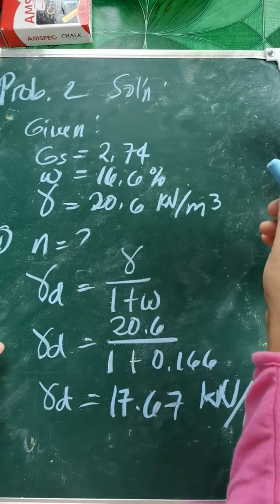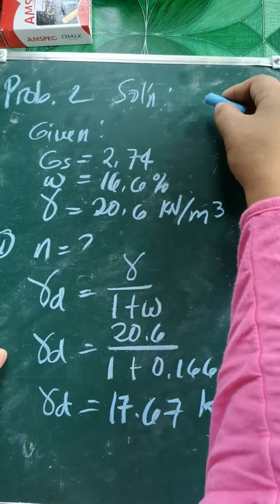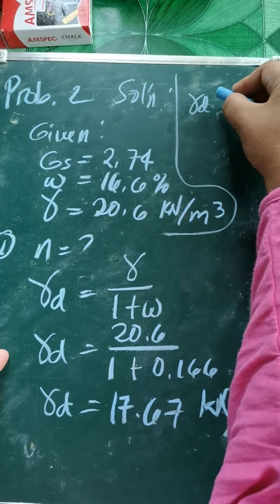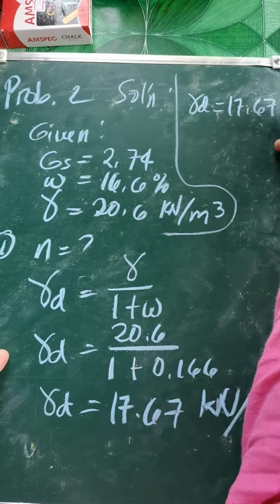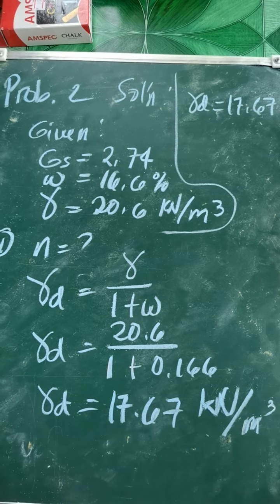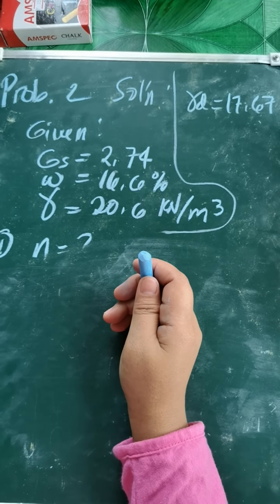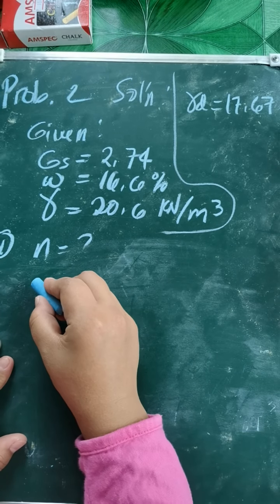So we have additional given. Gamma dry equals 17.67 kilonewton per cubic meter. Next, since we have already gamma dry, we're going to use another equation to get the value of E.